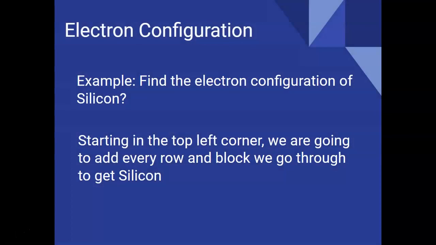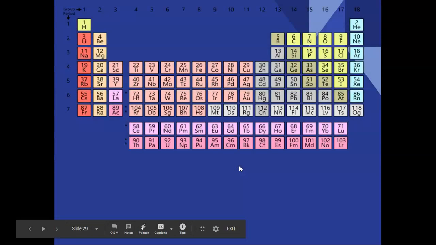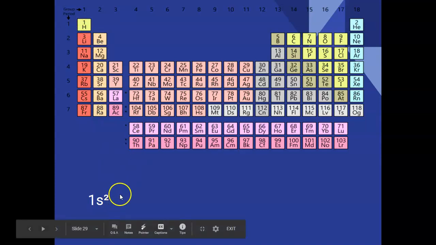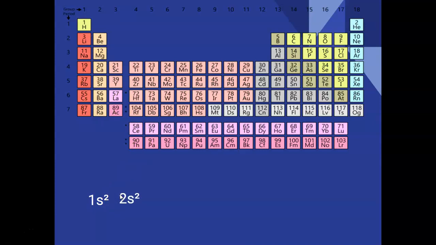All right, let's try another one. Let's try silicon. Again, we're going to start in that top left corner. So I have row 1. I go through the S block, and again, that helium really should be over here. And so I go through 2 blocks, and it's 1s2. I'm going to come down to my next row. I'm going to have row 2. My first block is S, and I go through 2 of them because that'll take me to Be, and that's nowhere close to the silicon that I need.